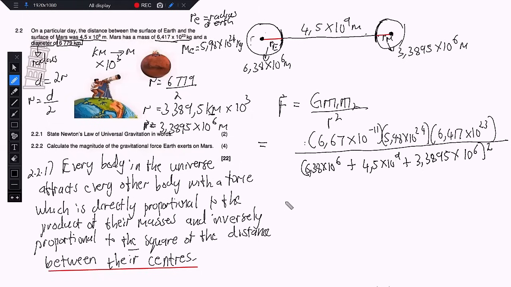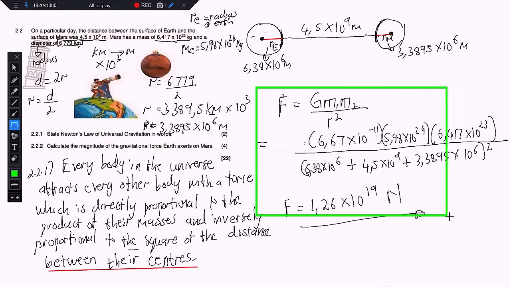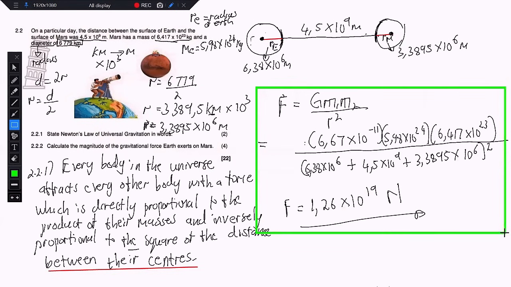Now at this point, you can just punch all of this into your calculator and get your answer, right? So when you do that, you get 1.26 times 10 to the exponent of 19 newtons. And then that's your final answer right there. So that's how you were supposed to approach that question.